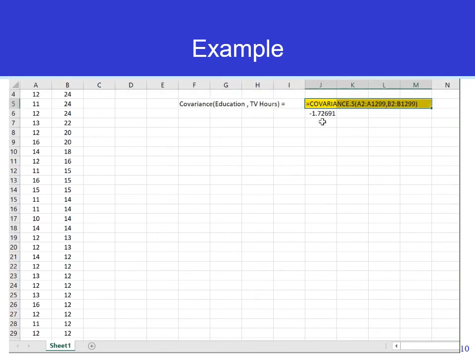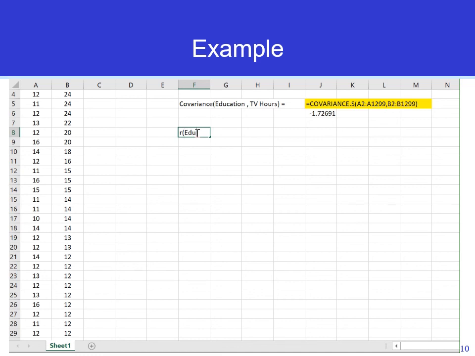All right. So the value for covariance is negative 1.7273. That means that they have an opposite, or negative, relationship. That means that the higher the education, the less TV they watch. We can also find the coefficient of correlation. I'm going to show it by R.